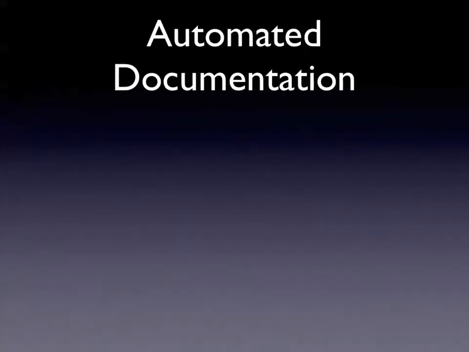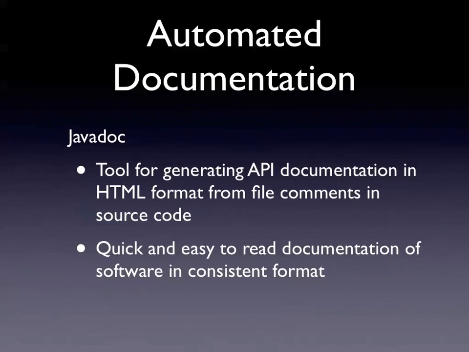And finally, automated documentation. In Java, we have the JavaDoc facility, so we can automatically generate API documentation. This actually comes in the form of an HTML file, well, files to be precise, that create documentation from the source code and the comments we've put into our source code.